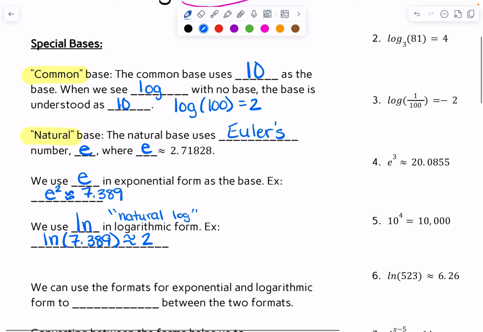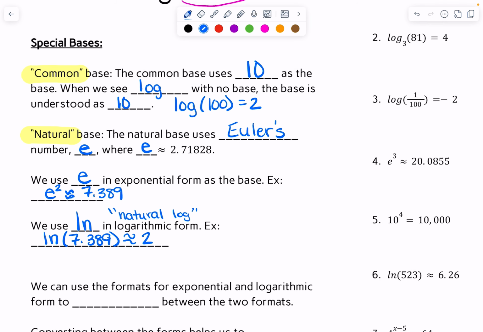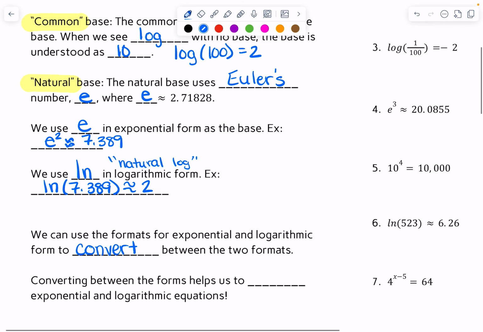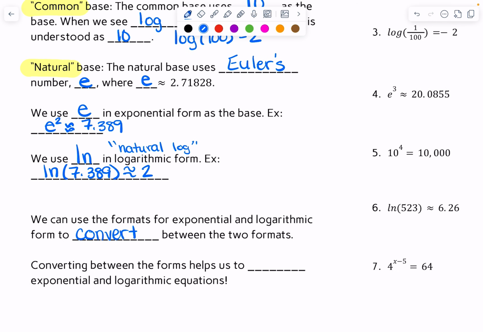So now here's the nice thing about being able to convert between exponential and logarithmic forms. Using these formats above, we are able to convert between the two formats, and being able to convert between the two formats helps us to solve exponential and logarithmic equations. Think about it.